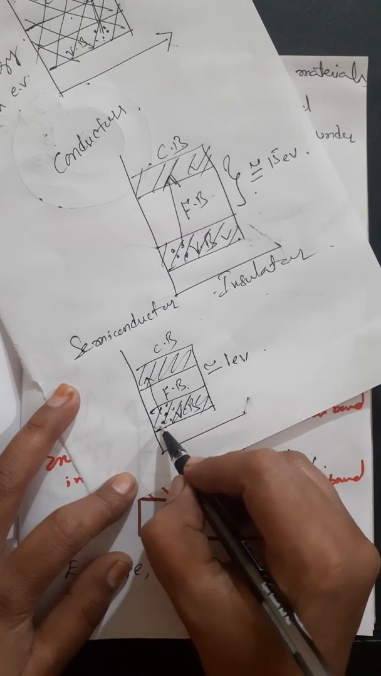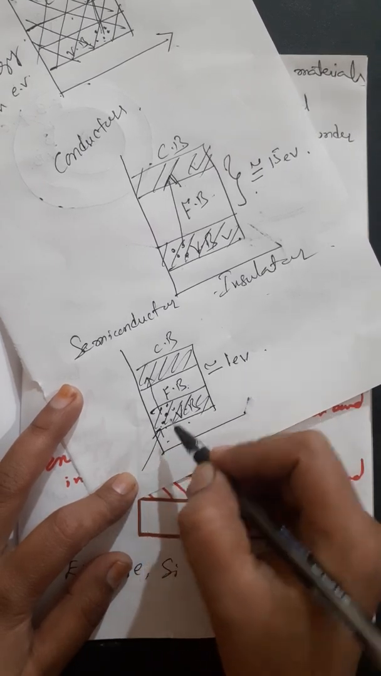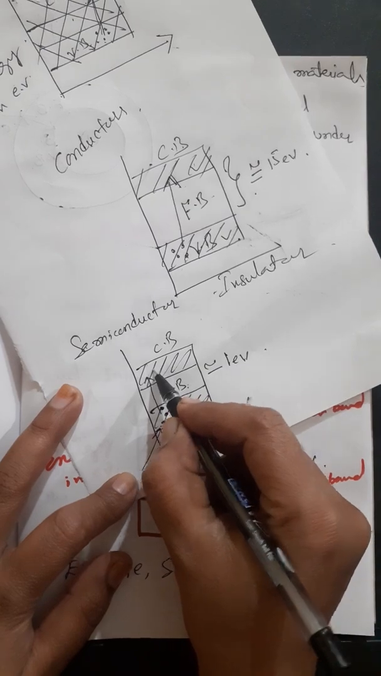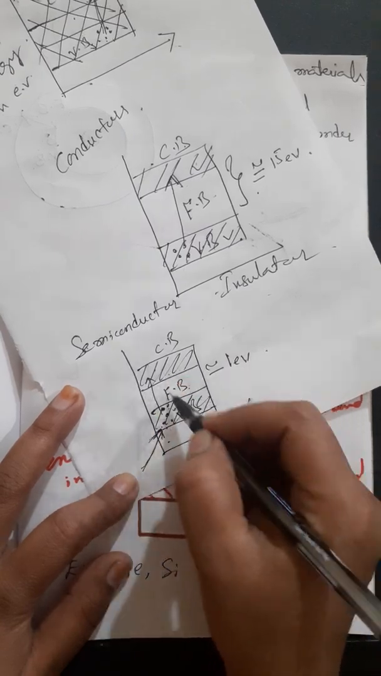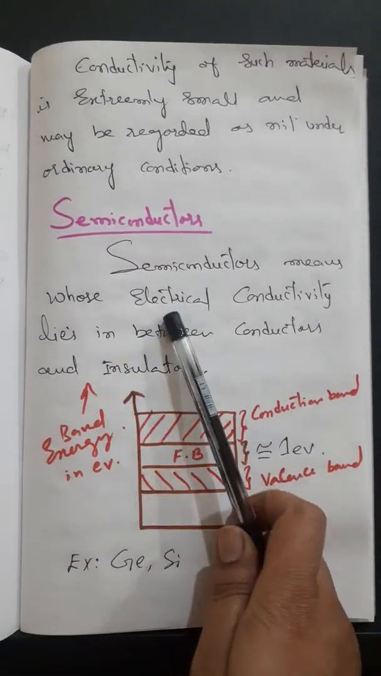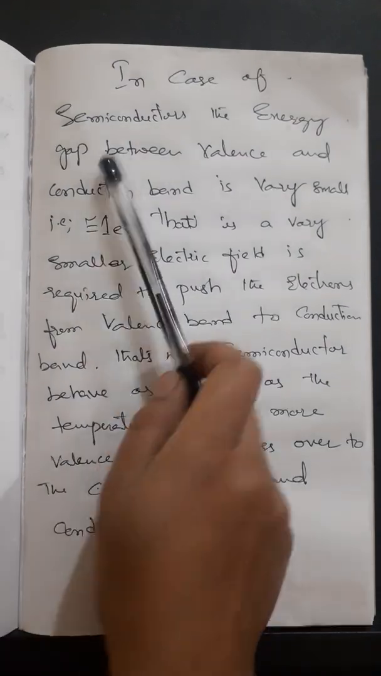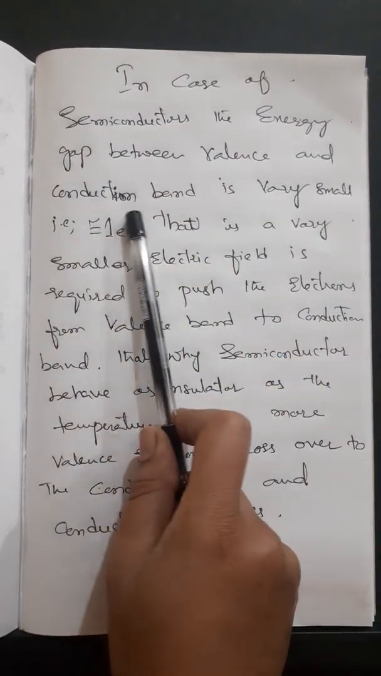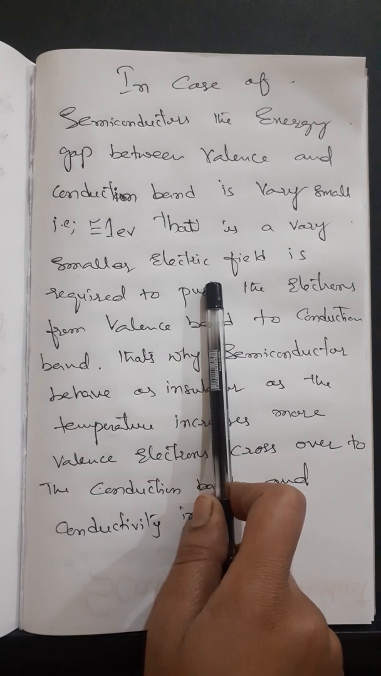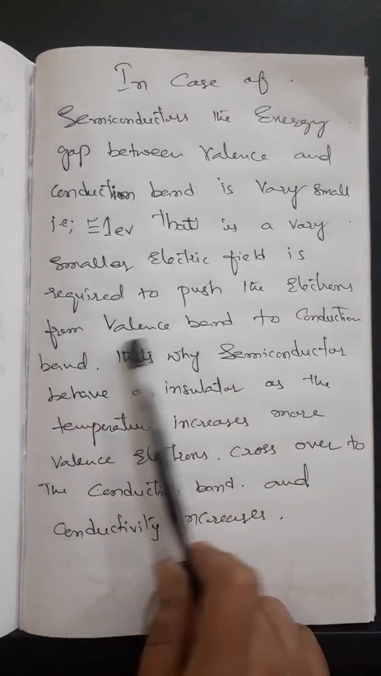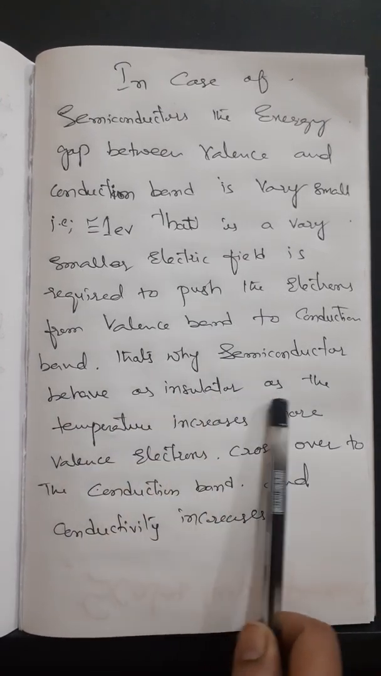At room temperature, these semiconductors behave just like an insulator. But if you give an electric field, the electrons move from this side to that side, and as you give a high electric field, the electrical conductivity of the semiconductor increases. So semiconductor means a material whose electrical conductivity lies in between conductors and insulators. In semiconductors the energy gap between valence and conduction band is approximately 1 electron volt, so a very small electric field is required to push the electrons from the valence band to the conduction band.